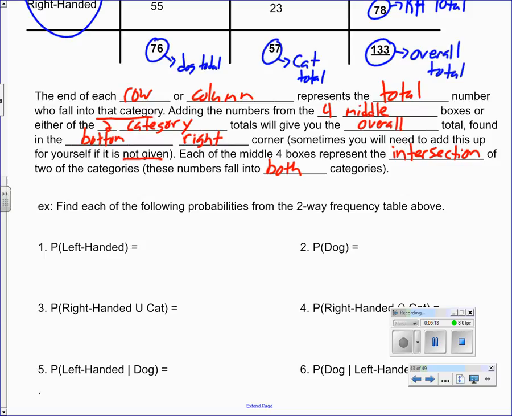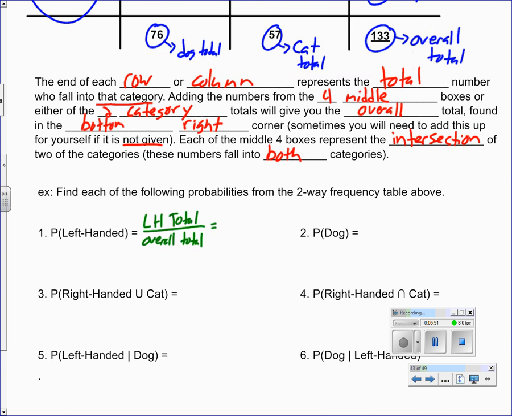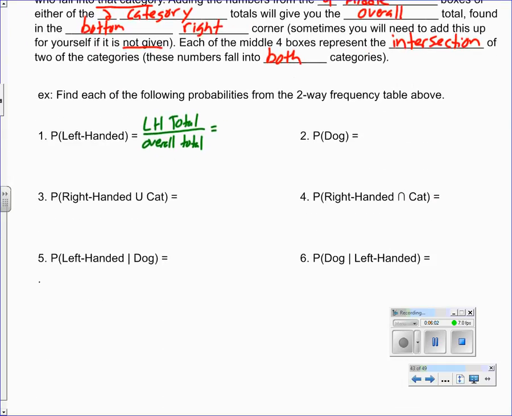So now we've gone through a little bit what each of these different numbers represents, how the table is set up. We're going to do some examples together, and you're going to try some on your own after this. So first thing is number one, find the experimental probability of a person being left-handed in this survey. So that means I'm going to look at the left-handed total out of the overall total. So going back up to the table, this would be my left-handed total 55, overall total 133. So probability of 55 out of 133.